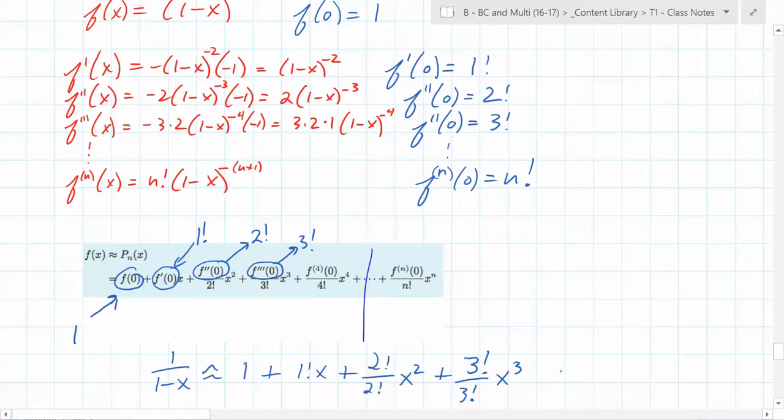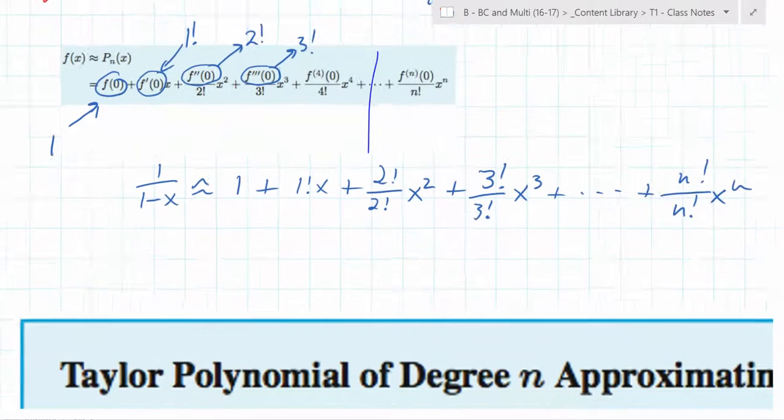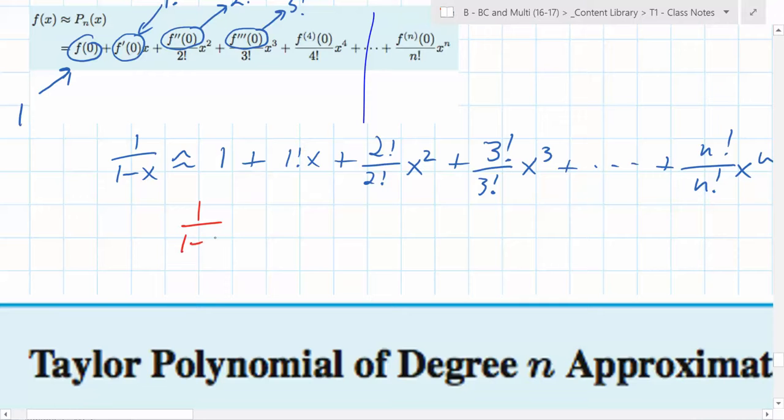Do you agree with this? Plus dot dot dot all the way up to n factorial over n factorial x to the n. Do a lot of things cancel? Yes. So what do we end up with? 1 over 1 minus x is equal to 1 plus x plus x squared plus x cubed all the way up to x to the n. Now you have to be really careful about this.